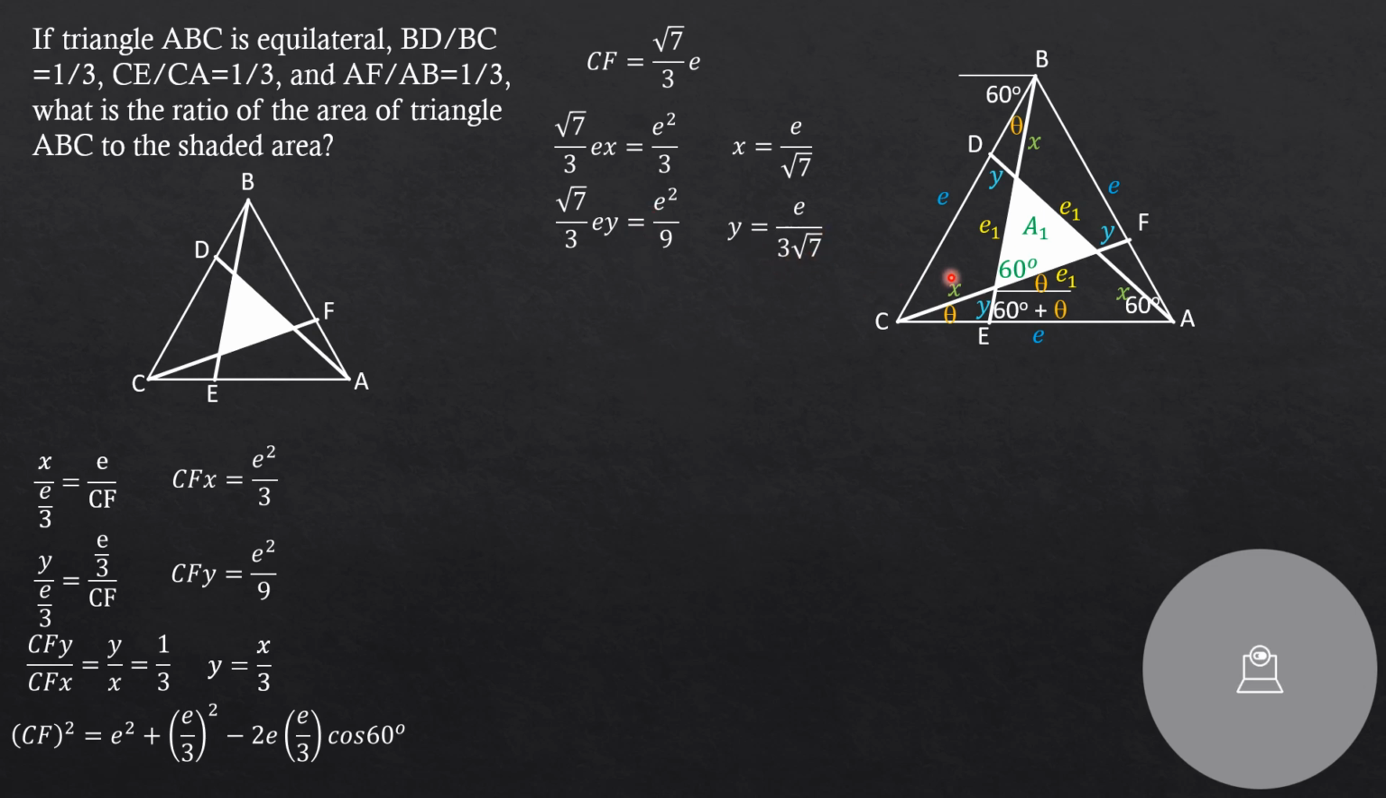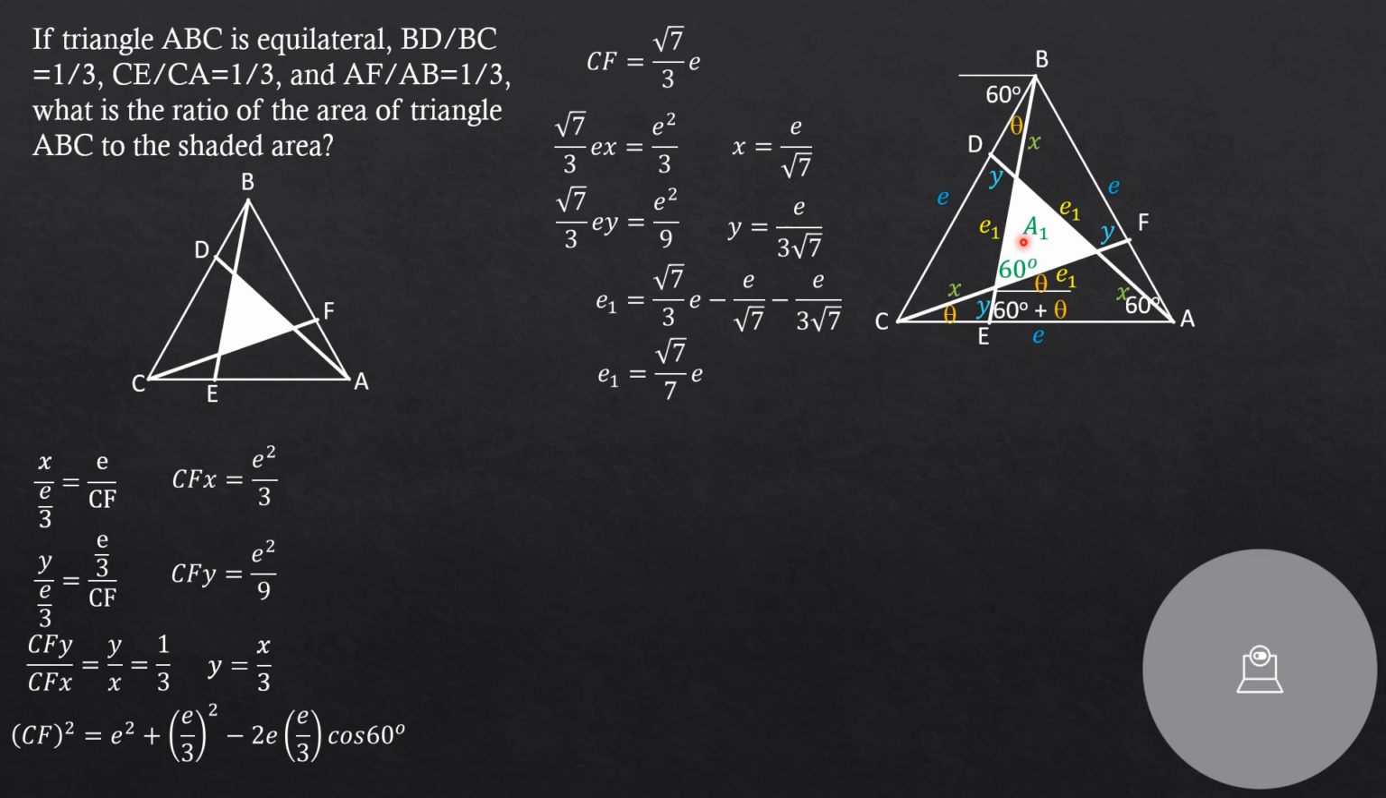Knowing Y, we can now solve E1 because CF is square root of 7 over 3 E, and it is equal to X plus E1 plus Y. So that means E sub 1 equals CF, square root of 7 over 3 E, minus X, which is E over square root of 7, minus Y, which is E over 3 square root of 7. So E sub 1 is equal to square root of 7 over 7 of E.